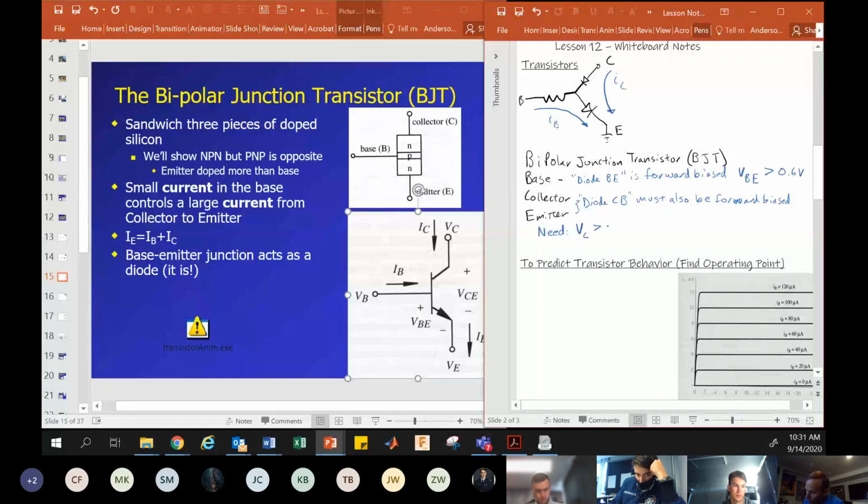And then we can also summarize Kirchhoff's current law: IB plus IC equals IE. So in order to set this up to work, to have something happen, the voltage at C has to be higher than the voltage at the base, and the voltage at the base has to be higher than the voltage at the emitter. So a lot of what we're going to look at today is how do we design a circuit to make sure that happens. Okay, so we're going to learn about how you build a circuit.